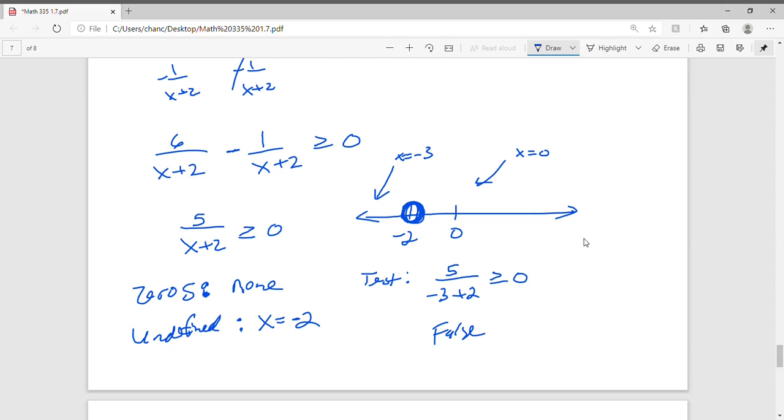Is 5 over 0 plus 2 greater than or equal to 0? This time I'm plugging in a 0 to do a test point. And yes, this is true. So we shade to the right side of negative 2. And now we can come up with our solution. Our solution is negative 2 to infinity.